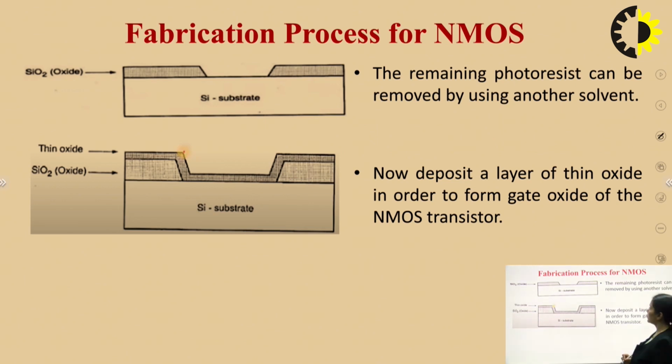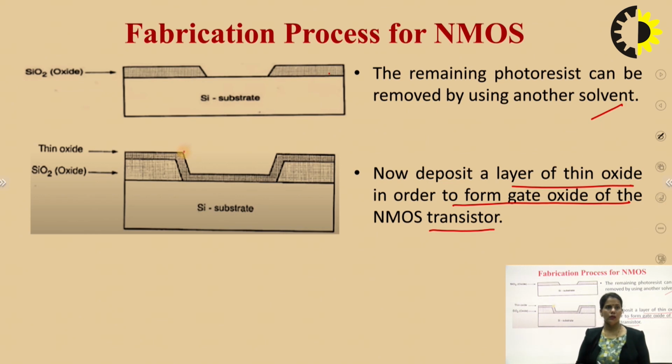Now the remaining photoresist, this is the oxide layer. The photoresist has been completely removed from the wafer surface. The remaining photoresist can be removed by using another solvent. Now deposit a layer of thin oxide in order to form the gate oxide of the NMOS transistor. Now we will create a gate. For creating a gate, we have to deposit some gate oxide. This is a thin oxide layer.